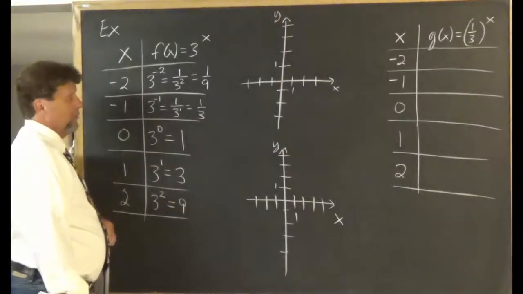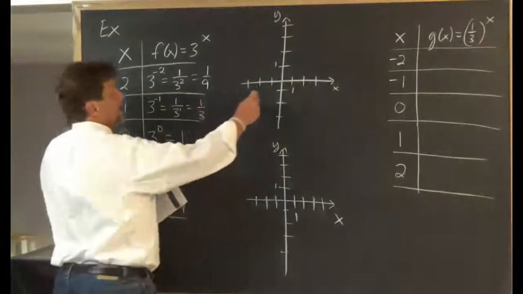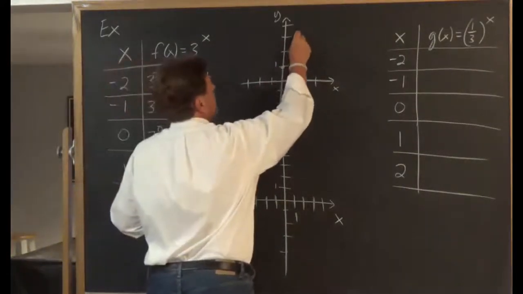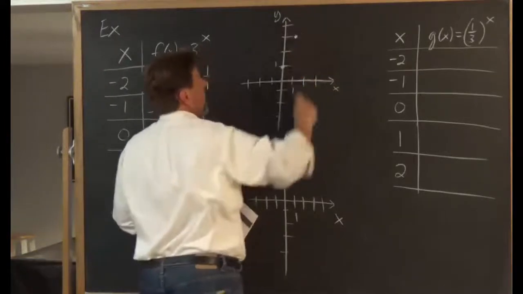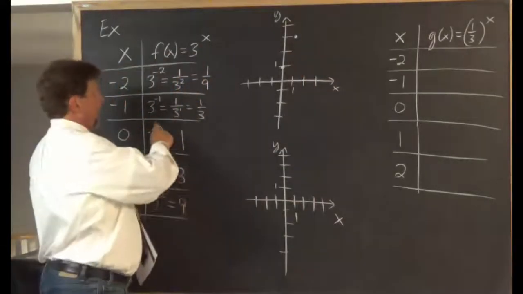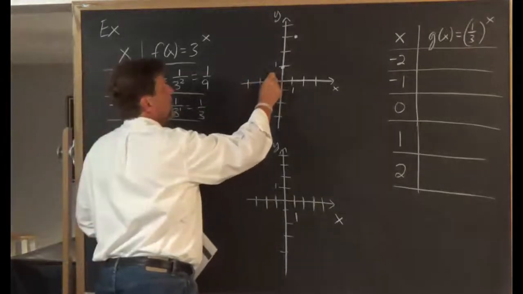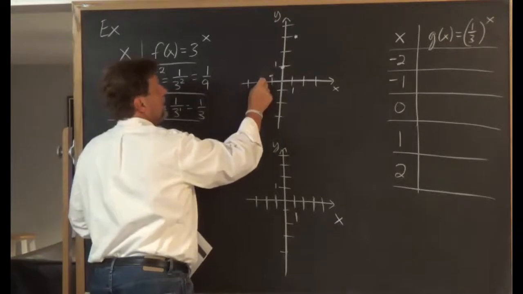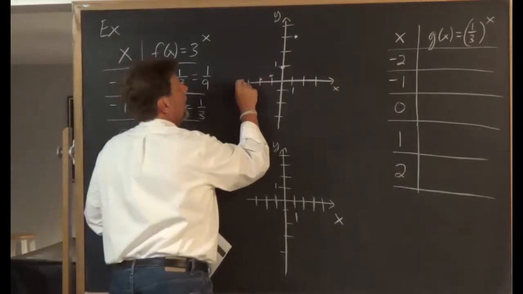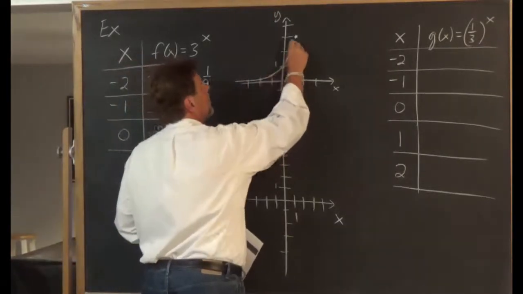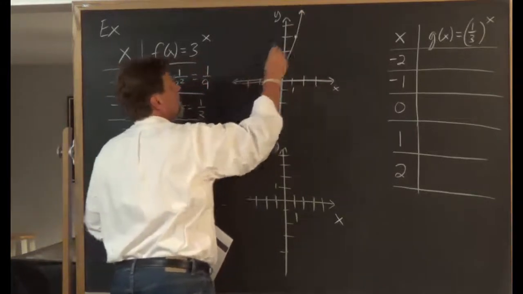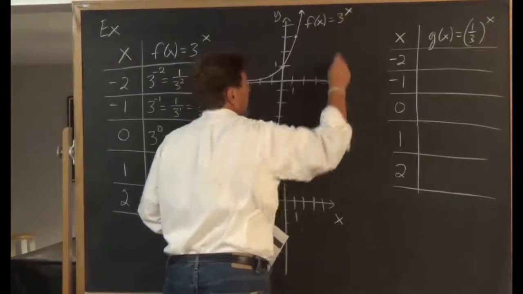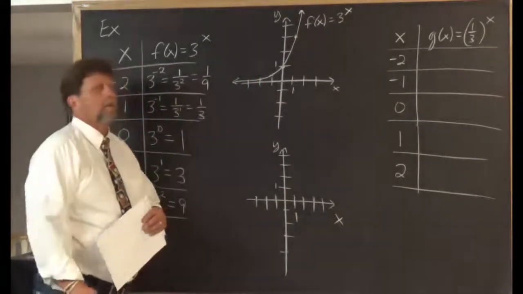So if I try to plot these points, let's see, I'll make the graph up here. 0, 1, 1, 3, 2, 9, that would be off my board. -1 is 1/3. -2, the y value is 1/9. I would get this as being the graph of f of x equals 3 to the x.